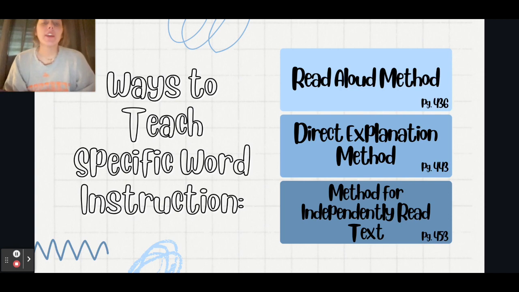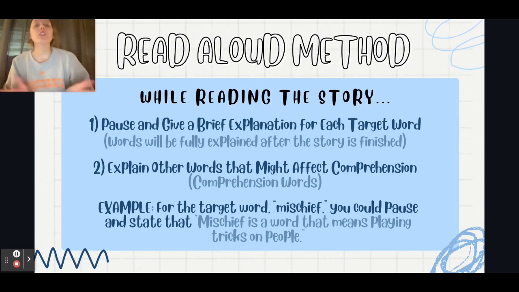Chapter 11 mentions various ways to teach specific word instruction. The three examples given in the book were the read aloud method, the direct explanation method, and the method for independently read text. First, let's talk about the read aloud method. In this section of the book, we are told what to do while reading the story and what to do after reading the story.